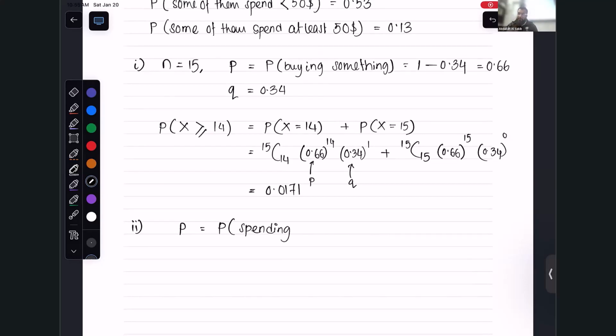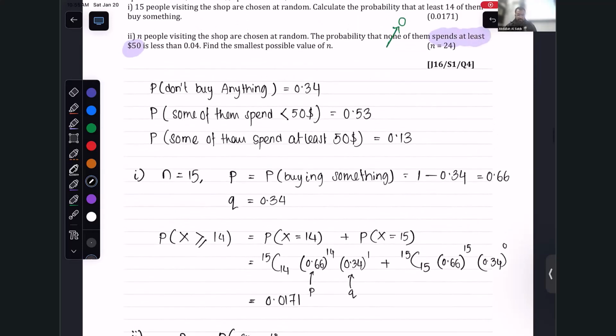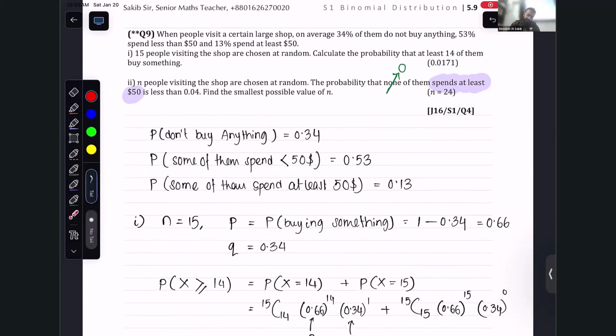Probability of success, which is spending at least. Because the question says none of them, none means just take out of this line. Like suppose in the first question, it says 14 of them buy something. So buying something is the probability of success. Clear? Next, none of them. So just erase this line.